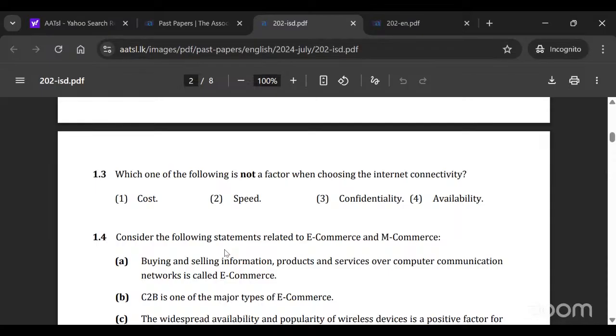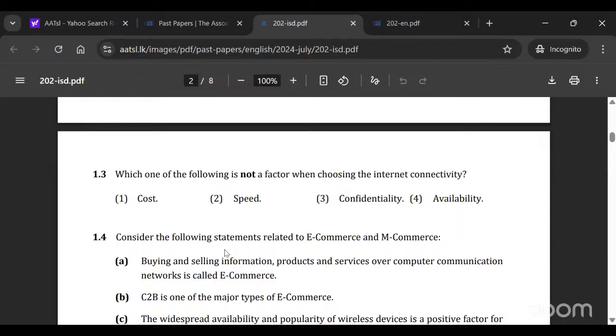Speed, the bandwidth. What is the speed, right? What is the upload speed? What is the download speed? Confidentiality is not about the internet connection, it is about the application actually. Using an internet connection, we are connecting to the worldwide network. Once we connect to the network, then we try to maintain the confidentiality. When we are buying an internet connection, confidentiality is not supposed to be considered.